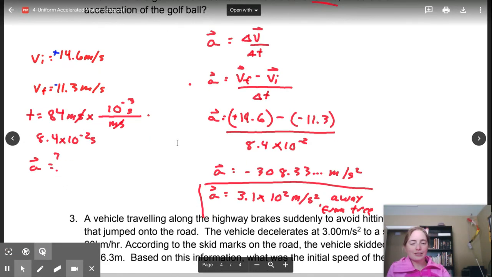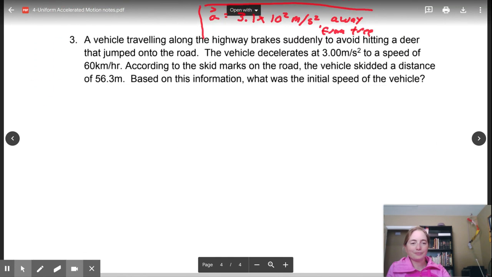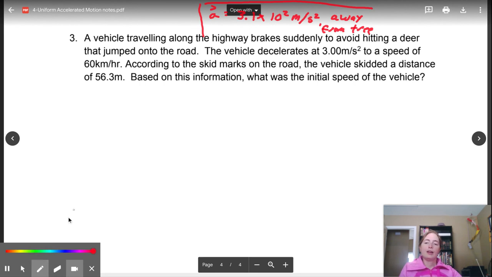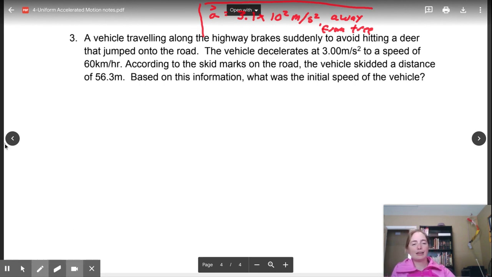Last one, ladies and gentlemen. A vehicle traveling along the highway suddenly brakes to avoid hitting a deer. It's a thing, guys. So keyword, suddenly brakes. We're slowing down. The vehicle decelerates at 3 meters per second squared. Technically speaking, guys, deceleration isn't really a physics thing. Negative acceleration is the proper term, but we'll go with it. This car is slowing down.